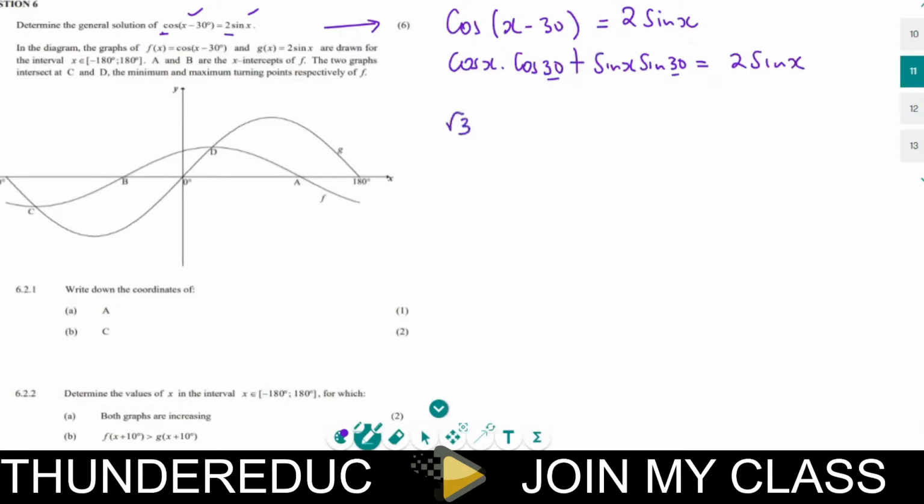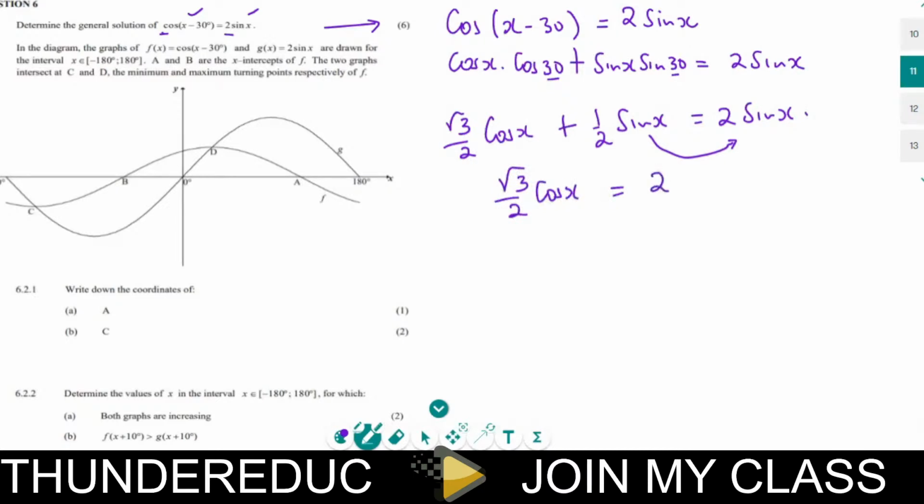So this will be root 3 over 2 cos x plus the sine of 30, which is a half, is equal to 2 sine x. Then I can move the half sine x to that side so that they subtract each other since they are like terms. So I'll be left with root 3 over 2 cos x is equal to 2 sine x minus a half of sine x. On my right-hand side, 2 minus a half, I'll get 1.5, which is the same as 3 over 2 sine x.